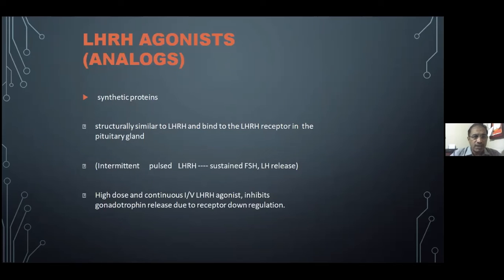Coming to LHRH agonist, it is a synthetic protein, structurally similar to LHRH, and binds to the LHRH receptor in the pituitary gland. It leads to intermittent false LHRH, leading to sustained FSH and LH release. High dose and continuous release inhibits the gonadotropin release due to receptor downregulation.